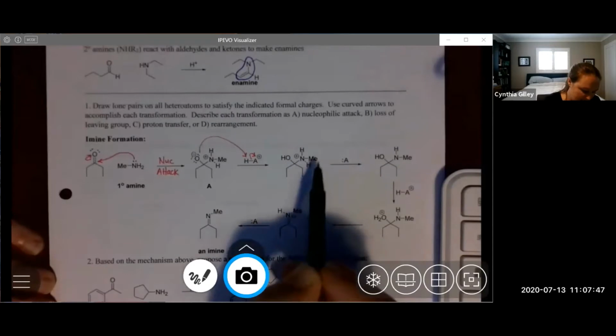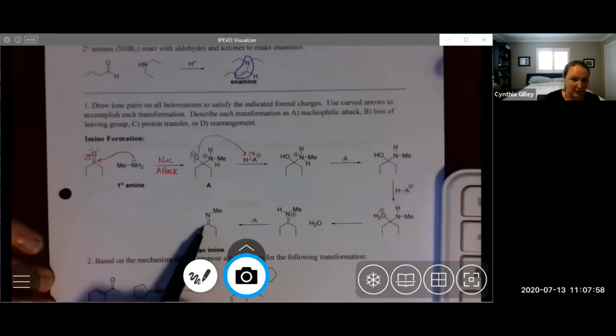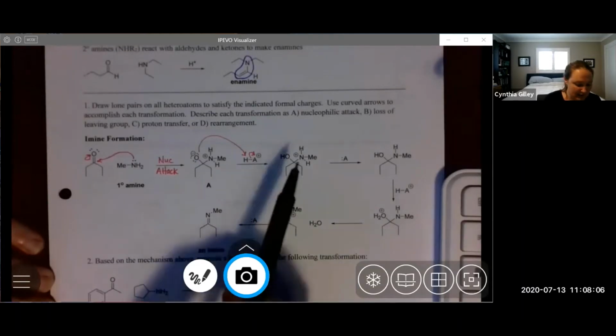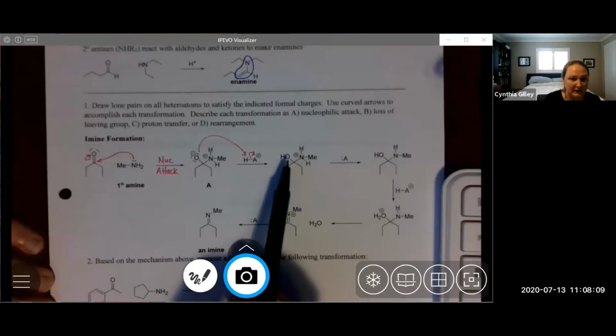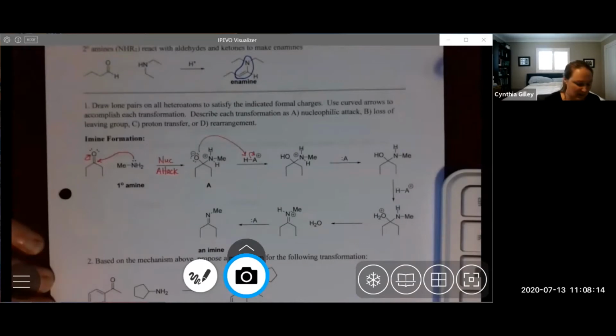And now we're at this intermediate that has a positive charge. The goal here is to remove this OH group because it's not there in the product. In order to get rid of it, it needs to be a good leaving group. Right now, it's not a good leaving group. Under acidic conditions, though, we can protonate it, make it a good leaving group, so we can kick it out. But we can't protonate it right now because we already have a positive charge on the molecule. So we don't want to generate an intermediate with two positive charges.